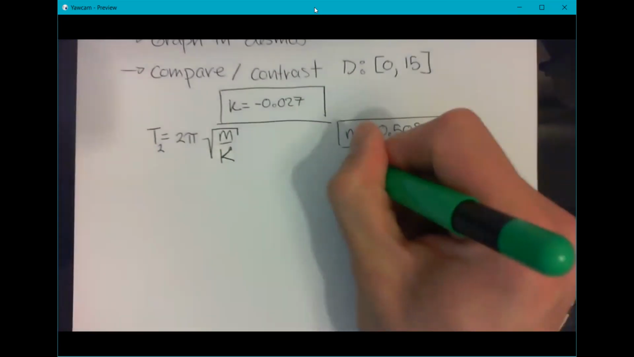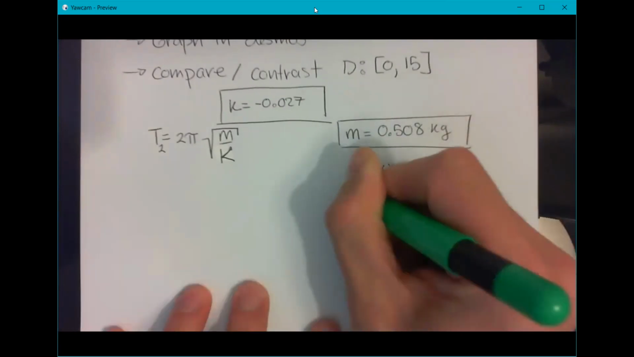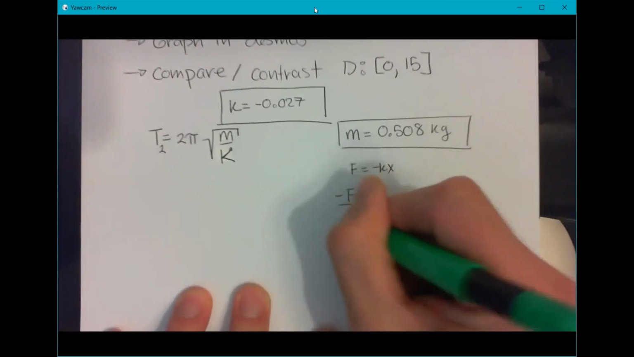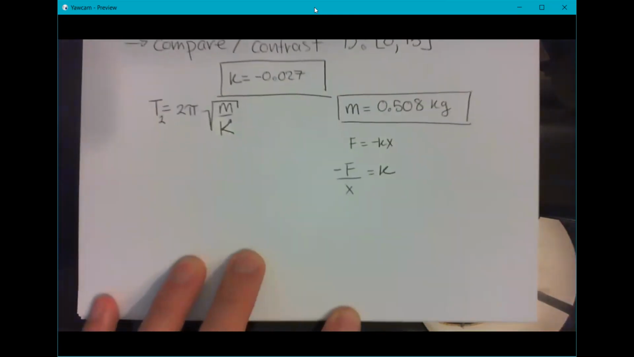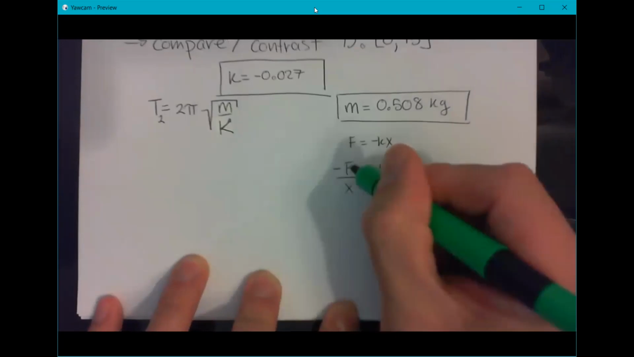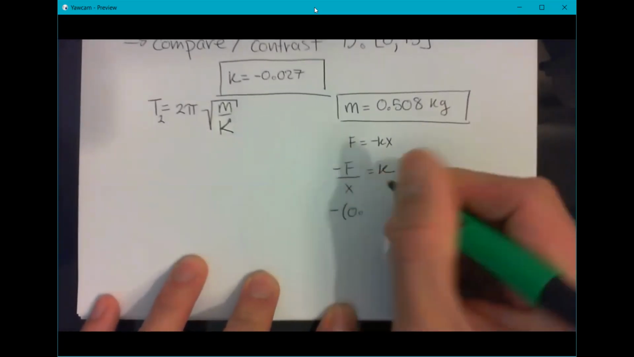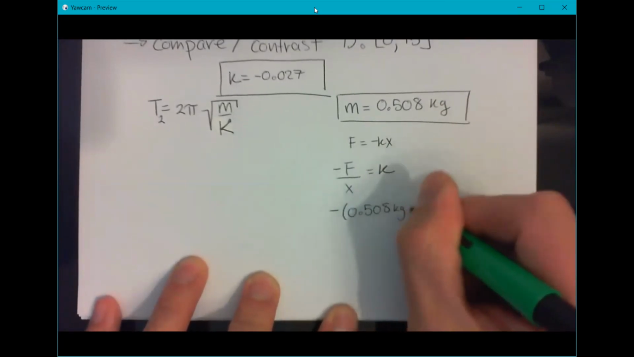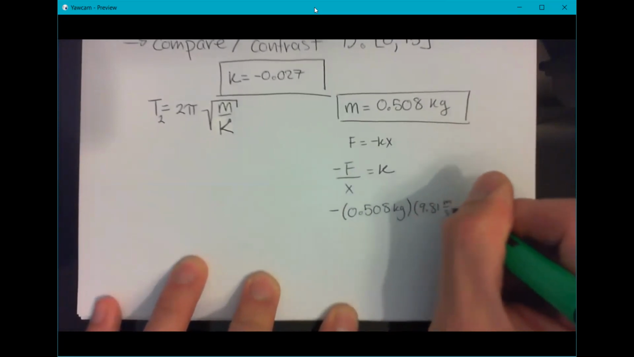So to get the K constant, F is equal to negative kx. I'm sorry, negative F divided by x will be equal to k. And so I can plug in the information that we have in order to get the K constant. The force is just going to be the weight of the weight itself. So that's 0.508 kilograms, multiplied by gravity, 9.81 meters per second squared.